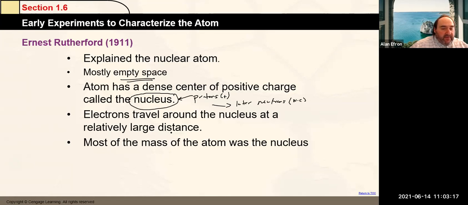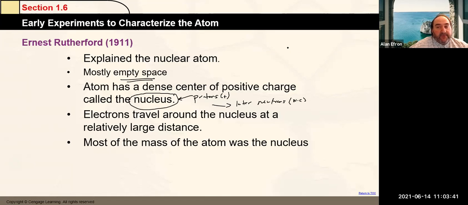And most of the mass of the atom is actually not the electrons, but the nucleus, where we find protons and neutrons. So remember that in the plum pudding model, most of the mass of the atom was found to be the electrons. Here, most of the mass of the atom is basically in the nucleus, where our protons and neutrons are found.